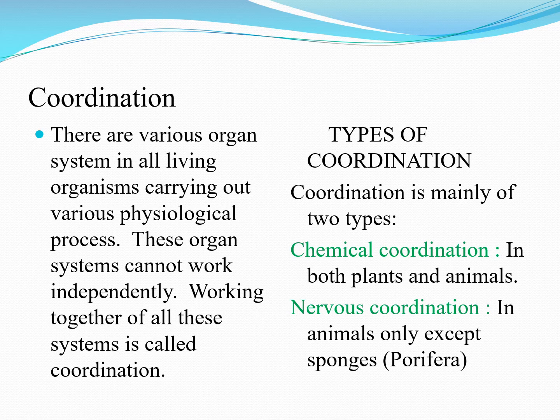Types of coordination. Coordination is mainly of two types: chemical coordination and nervous coordination. Chemical coordination is with the help of chemical messengers, hormones, in both plants and animals. Nervous coordination is in animals only, except Porifera, that is, sponges.